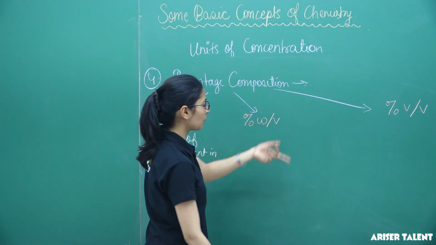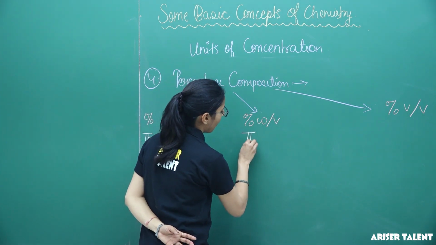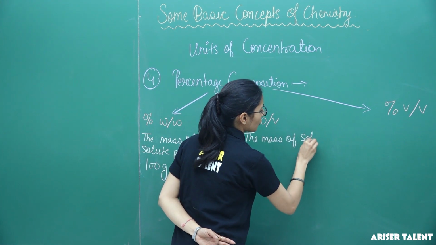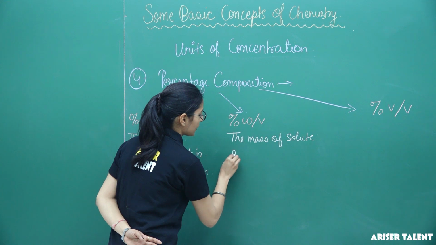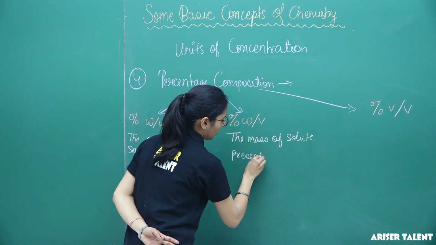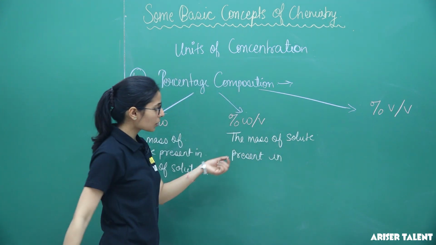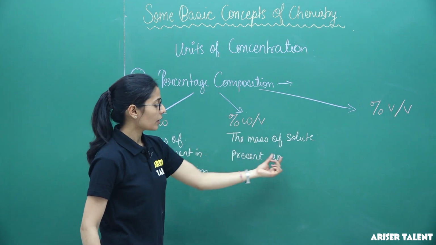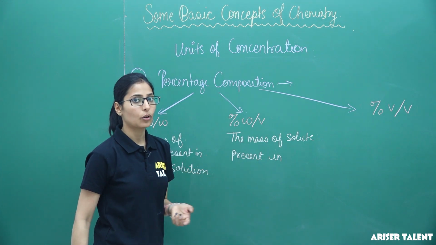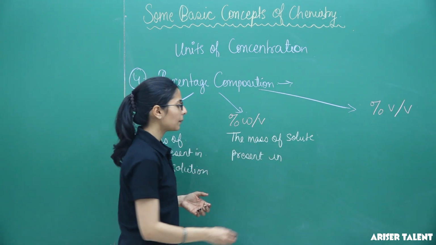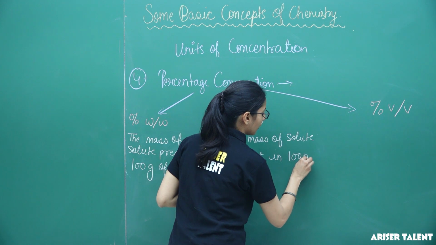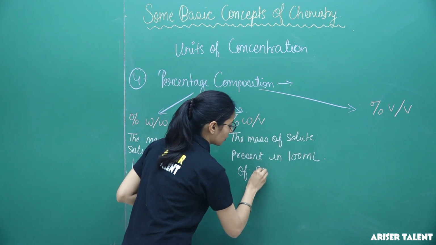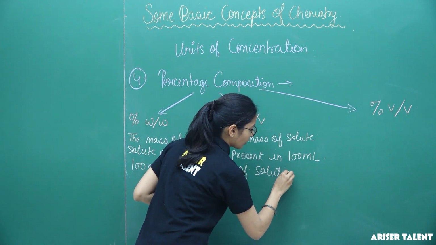Now, for percentage weight by volume, we have the mass of solute present in, now it is also understood because here the solution is given in terms of volume. So, for the volume we have a unit of liter or milliliters. Here we will be writing it as 100 ml of solution, okay.